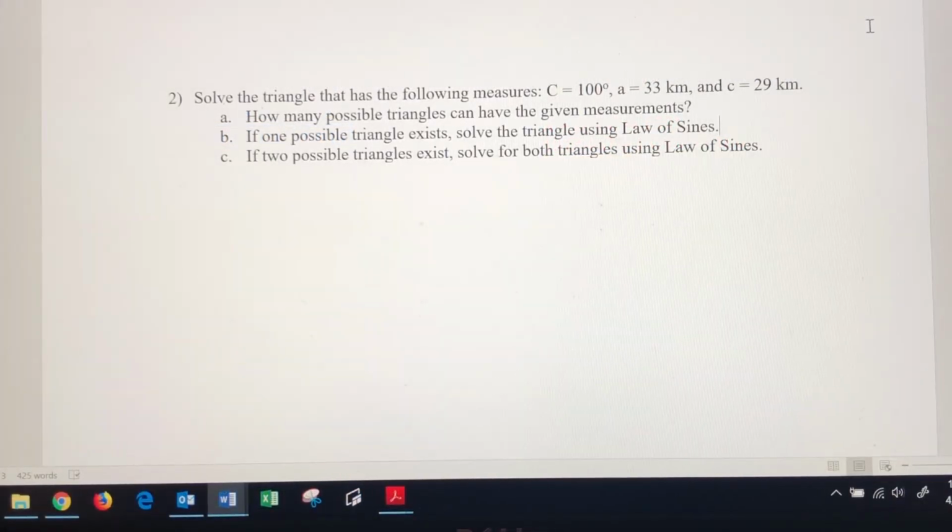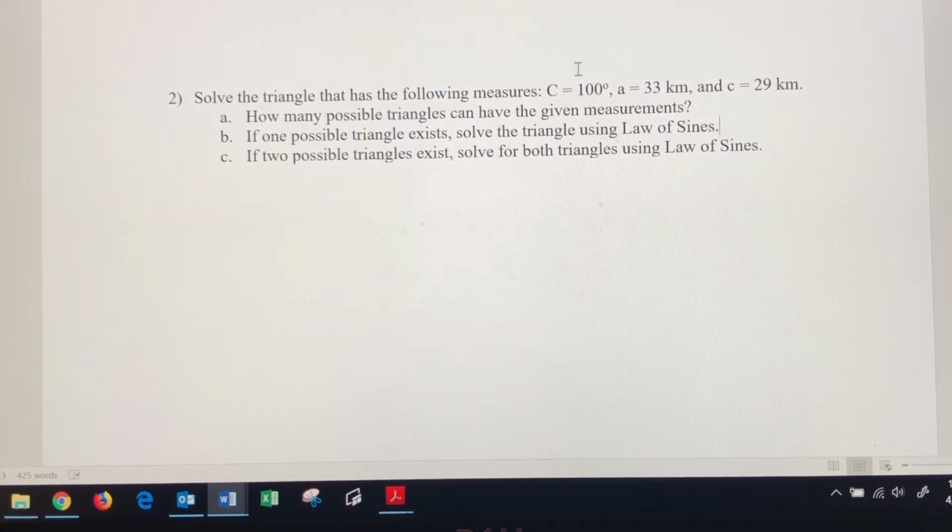On to problem number 2. We want to solve the triangle that has the following measures. Angle C is 100 degrees, side A is 33 kilometers, and side C is 29 kilometers. Now, you should already be able to answer this question: how many possible triangles can have the given measurements? I'm going to go through the math and prove what that answer is, and then we'll revisit the original question.